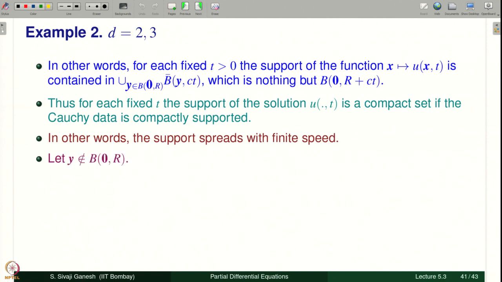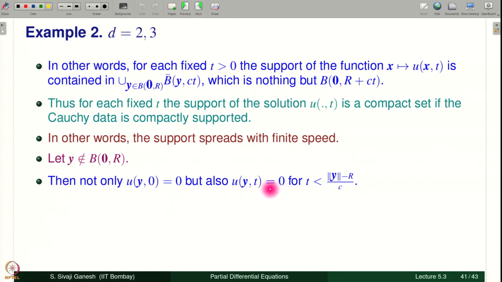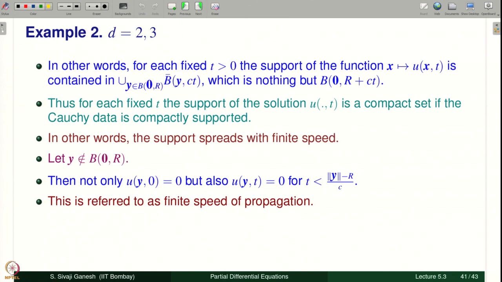Let y be not in this ball of radius r with center 0, what will happen? Then not only u of y comma 0 is 0, this is the initial time, right? Phi and psi are concentrated inside b 0 r, and outside that phi and psi are 0. y is a point which is outside that. Therefore, u of y 0 is phi of y, and y is not in this ball, therefore this is 0. But also u of y t will continue to be 0 for all times up to norm y minus r by c. This is referred to as finite speed of propagation.